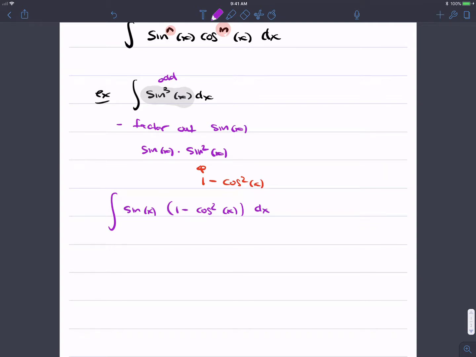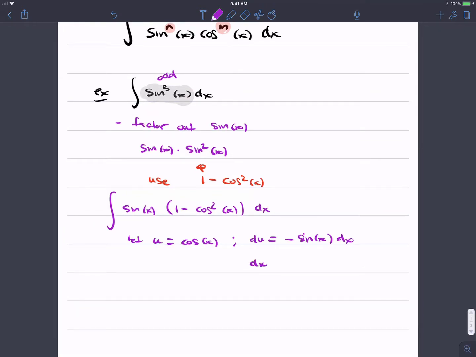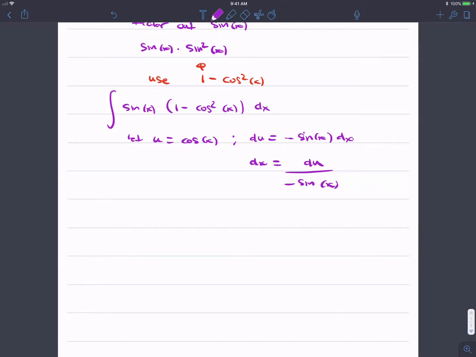Okay, so here's the technique. I'll put this in red here, this Pythagorean identity. Now at this point, we're going to let u be cosine here. So since u is cosine, the derivative of cosine is minus sine dx. So now our dx will become du over minus sine. So let's use this information here.